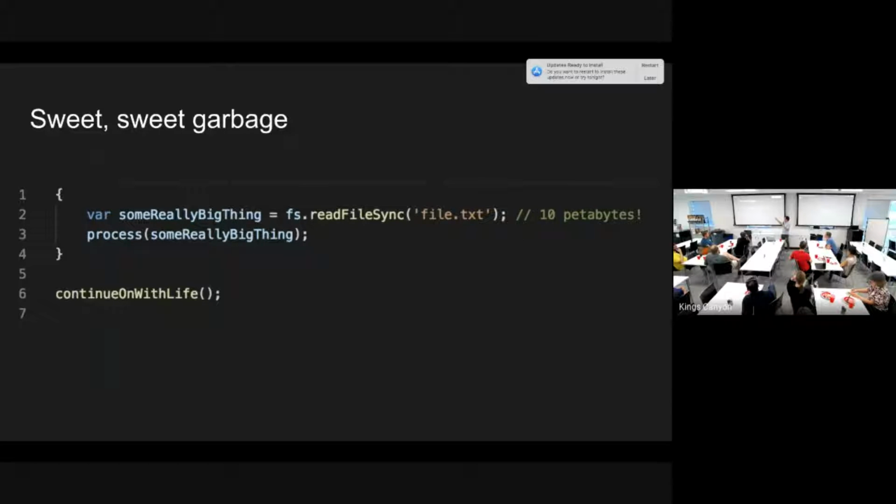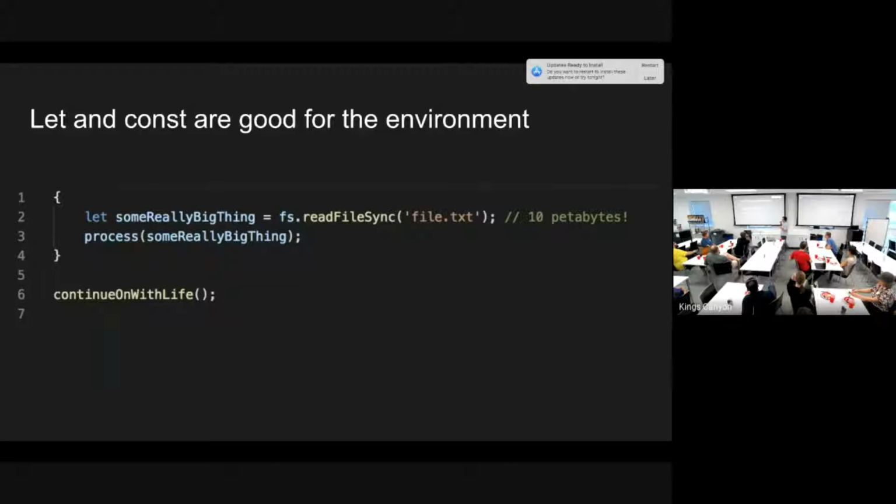Going to try and access that and do something with it. So you have 10 petabytes of junk hanging around in your memory. Whereas if you simply just declared this with let or const, then as soon as that block is done, as soon as process is done running, assuming it's a synchronous function, and we continue on with life, the JavaScript engine is free to garbage collect some really big thing, because since you declared it with let inside of a block, it knows for sure that it can't possibly be used anywhere else, because that would be a reference error.